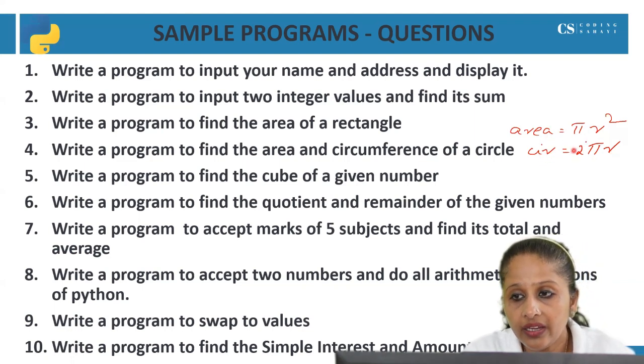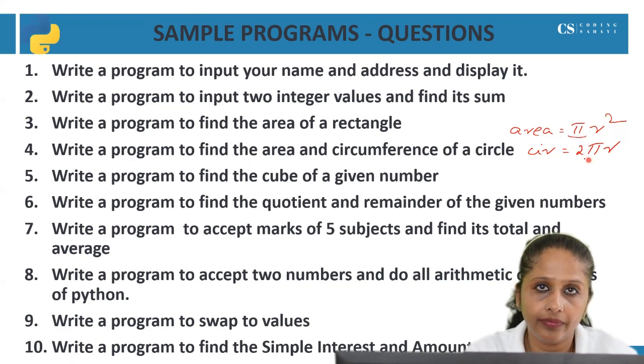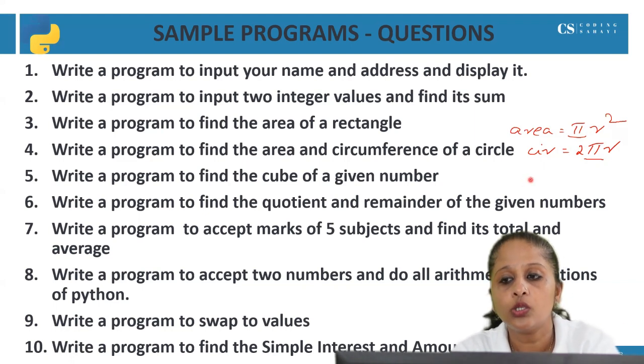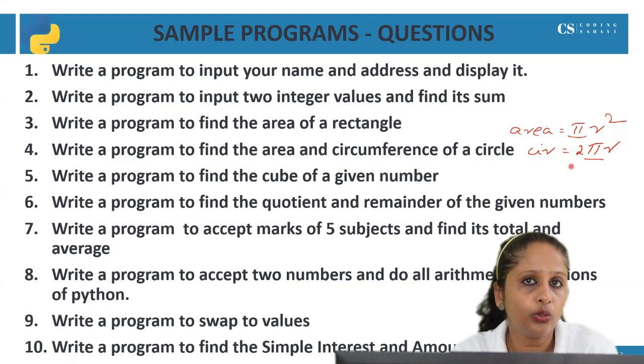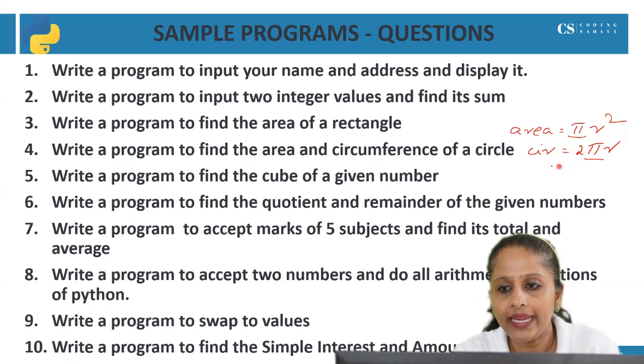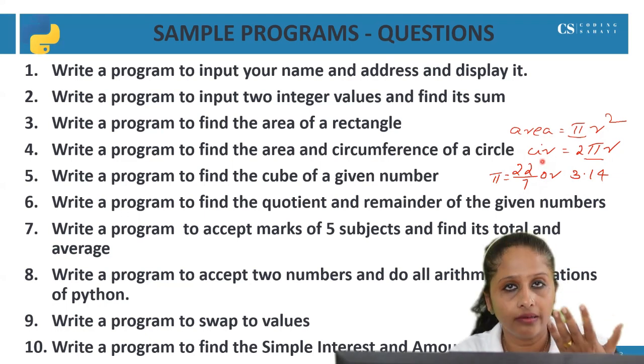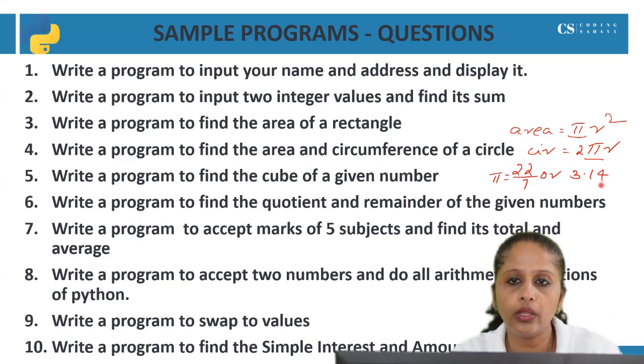And one more thing, we are using the pi symbol here. The pi symbol cannot be used in our Python program. So instead of pi, you can use the value of pi. You know the value of pi, right? That is either 22 by 7, or you can use 3.14. Better use 22 by 7 because you will get the accurate result. So let's do the program.